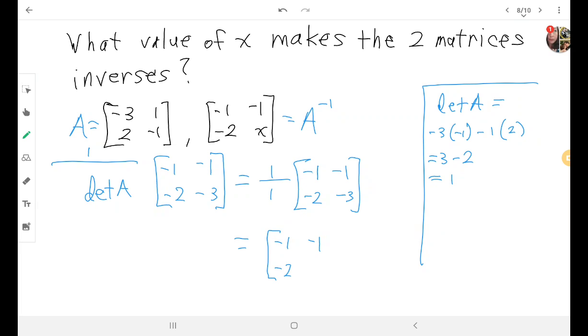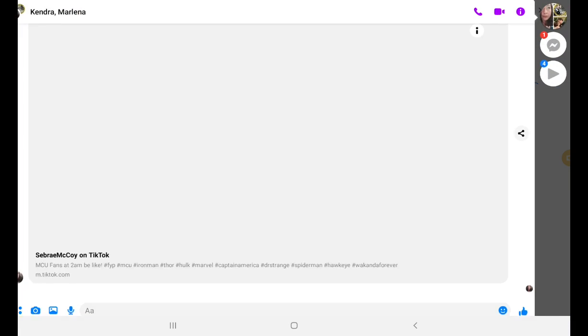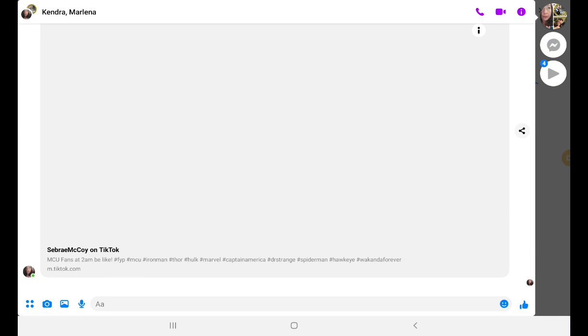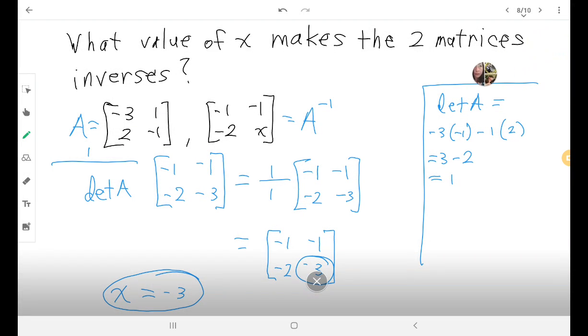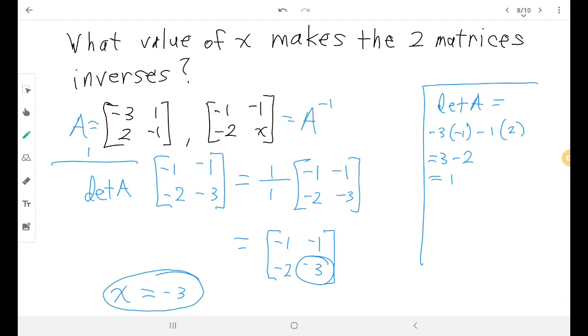And so we have that. And that means that the x falls in that position. So x has to equal -3. All right. So I hope that helps. I'll give you a moment to look at that. See if there are any questions. We're almost done here. All right, there being no questions, I'll move on.